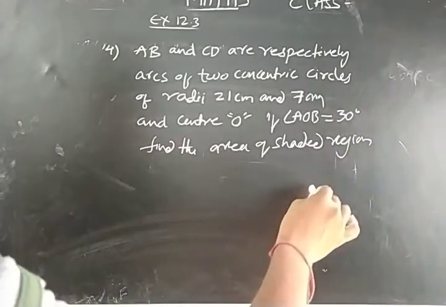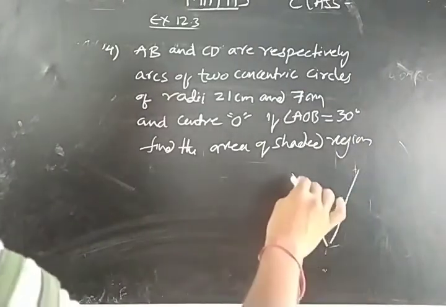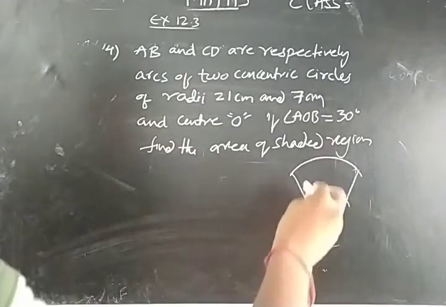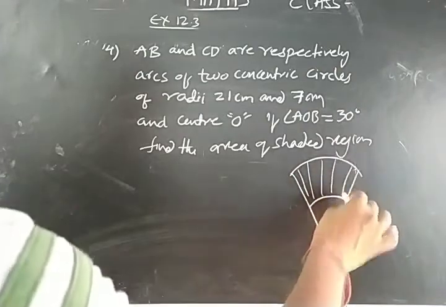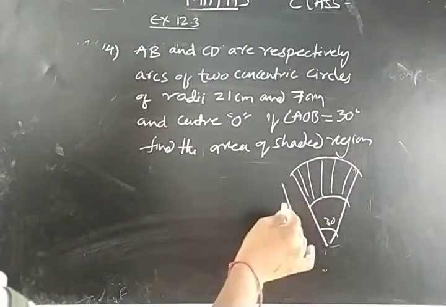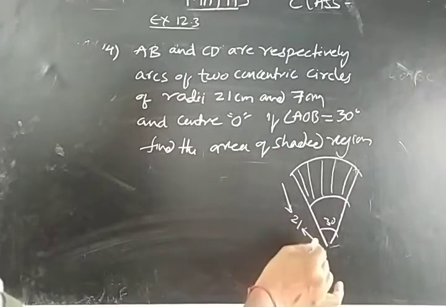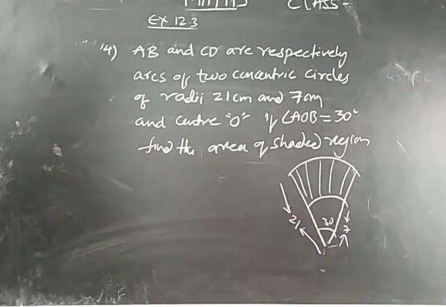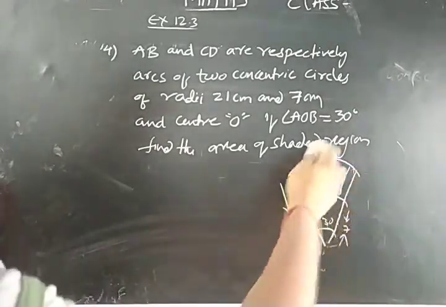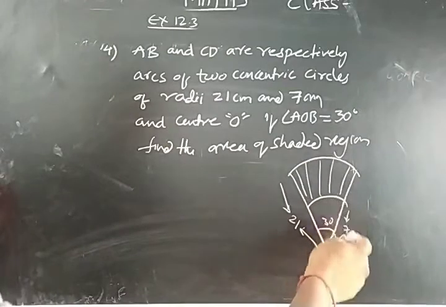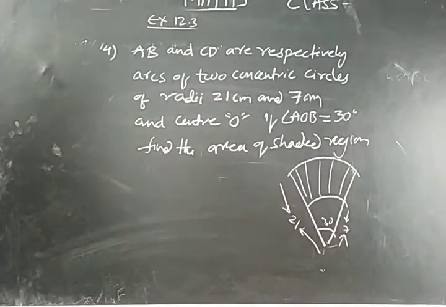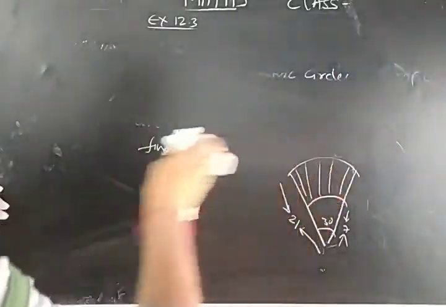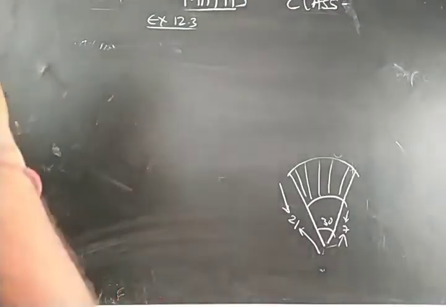Right, now this is the given figure. Here we have a 30 degree angle, but we need to find this shaded region area. The radius of the bigger sector is 21, the radius of the smaller sector is 7 centimeters. Now how to find this? First you find the area of the bigger sector, next the area of the smaller sector, then subtract the area of the smaller sector from the bigger sector, right? Now I am going to find the area of the shaded region.